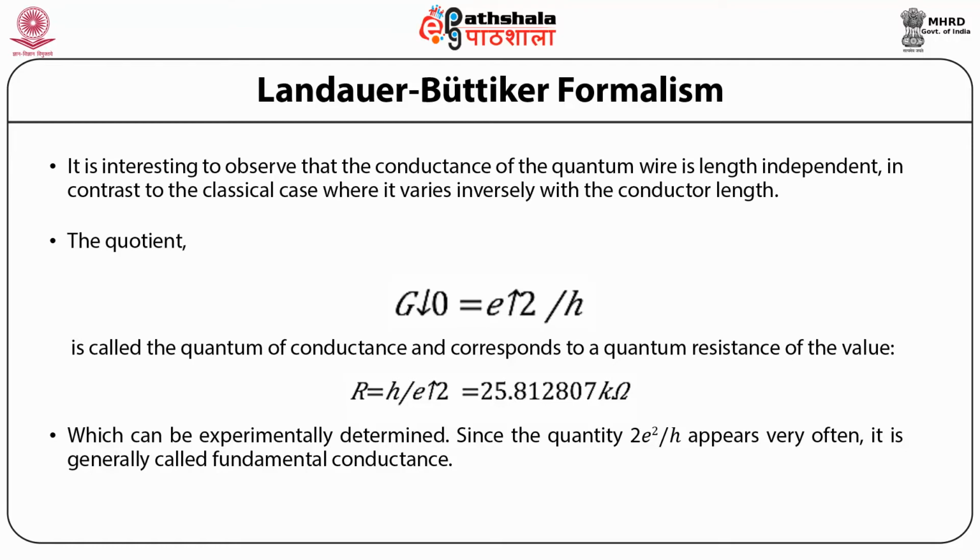Electron transport is described by quantum mechanical transmission probability amplitudes Tnm, which can be calculated at the Fermi level if the applied voltage V is small. The conductance of the wire, G equal to dI by dV, can be expressed in terms of the normalized transmission probability amplitudes Tnm by the Landauer-Büttiker formula.